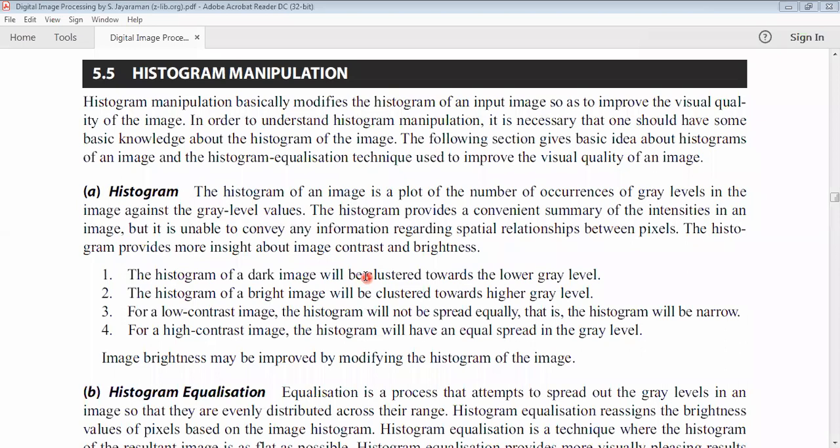Okay, so now in the histogram we don't have any information about the relation between the pixels, only how many times each pixel value is repeated. Now there are 4 points you need to remember here. The first point is the histogram of a dark image. Dark image means what?